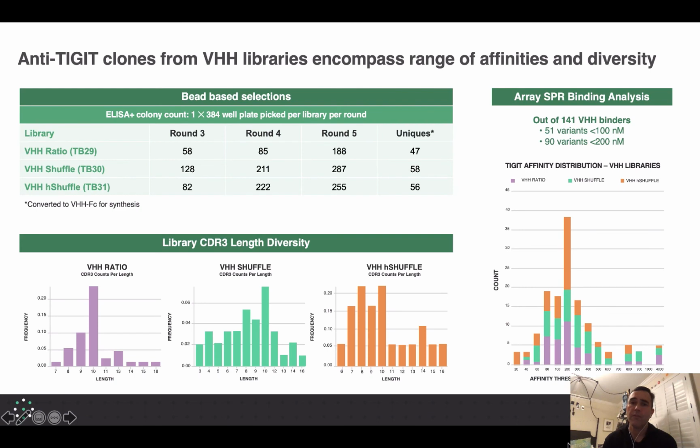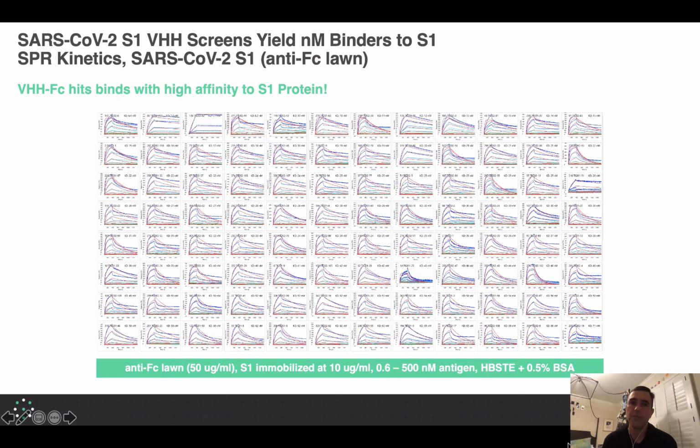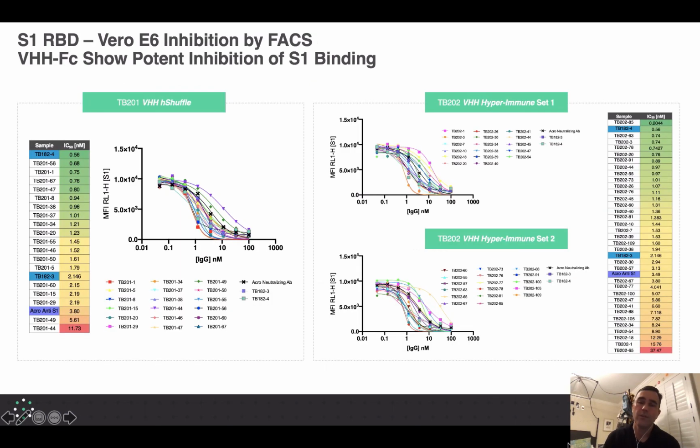We've used this library to find antibodies to TIGIT, which is an immuno-oncology target, where we find double-digit or triple-digit nanomolar monovalent affinity binders from all these different libraries. We've also used these libraries to find antibodies to the S1 protein from SARS-CoV-2, where we find either nanomolar or maybe picomolar binders to both S1 as well as the S protein trimer. And again, similar to the Hyperimmune case, we found a whole panel of VHHs that also inhibited the binding of S1 to ACE2 on VRE6 cells.